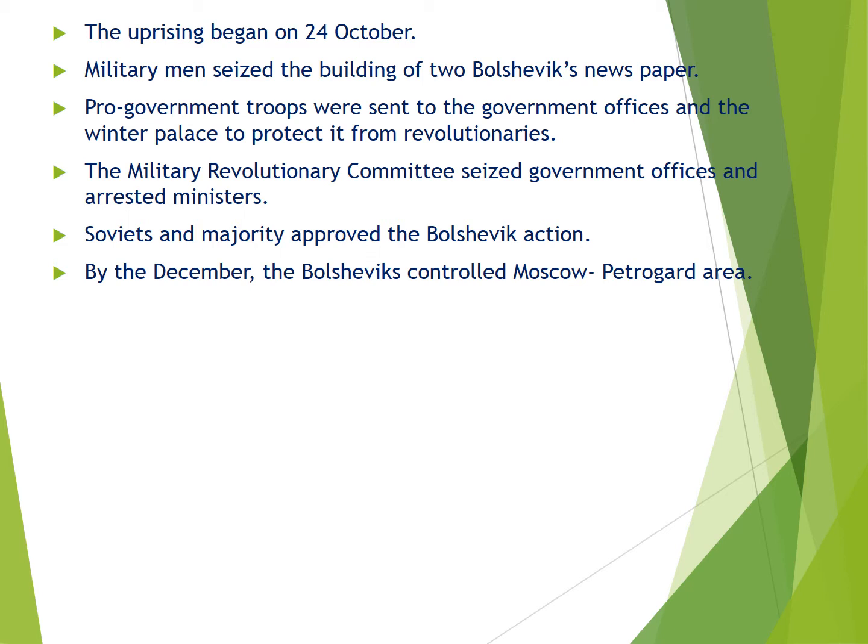This was one of the major factors which led to the October Revolution, that is, the Military Revolutionary Committee seized the entire government offices, and the Soviets in the majority approved the Bolsheviks' action. So, step by step, the Bolsheviks took over the entire power and accumulated everything. By December, the whole region was ruled by the Bolsheviks and it became the Petrograd area.